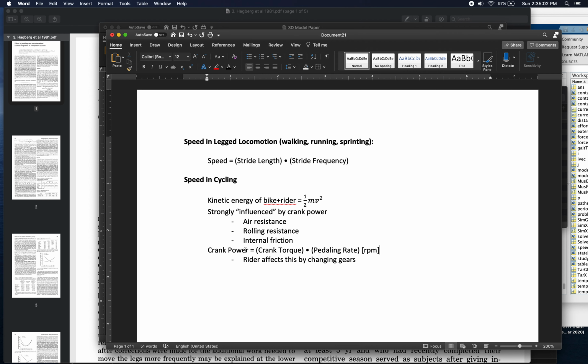So we could, in theory, have a certain power by producing relatively little torque at a really fast pedaling rate, or we could get that same power by producing a lot more torque at a relatively slow pedaling rate. And the rider will generally be able to affect this by changing the gears on the bike, like we demonstrated a few lectures ago. So let me give another demonstration of how a rider might affect this.